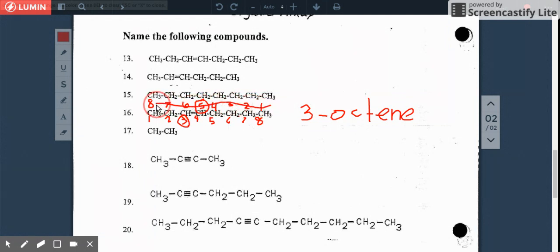This does no longer matter, okay? We've officially made this the way to count it, okay? Because it's just a lower number in terms of where the double bond is occurring. It's occurring on the 3-octene if we count from left to right, okay?